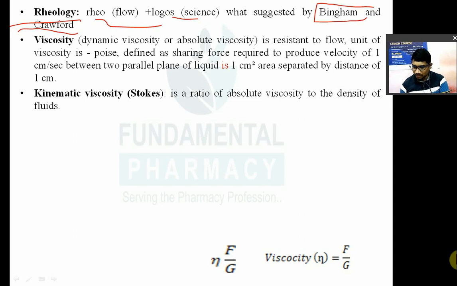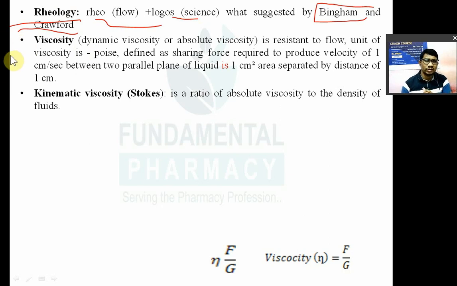Now, what do you mean by this? Rheology has very much application in the pharmaceutical sciences, because we have to deal with solutions, suspensions, emulsions, creams, pastes, etc. We have to deal with different polymers and their flow. For example, the carboxymethyl cellulose polymer, micronized carboxymethyl cellulose, is used as an eye drop to lubricate the eyes. So that is also important.